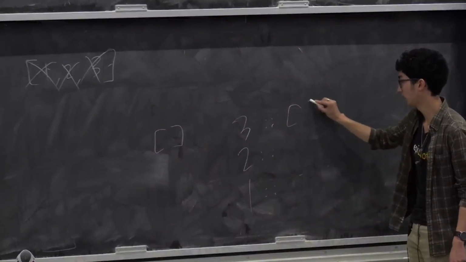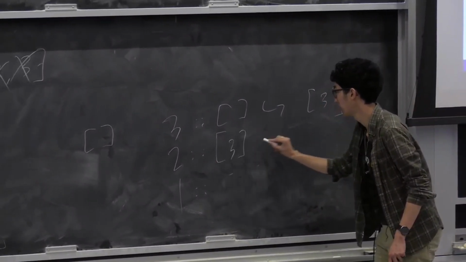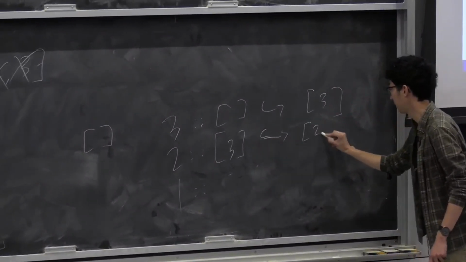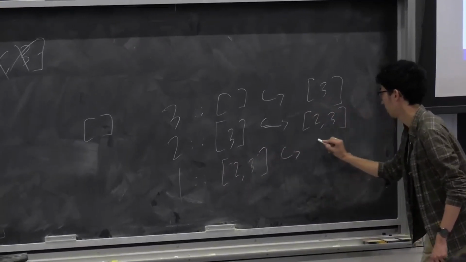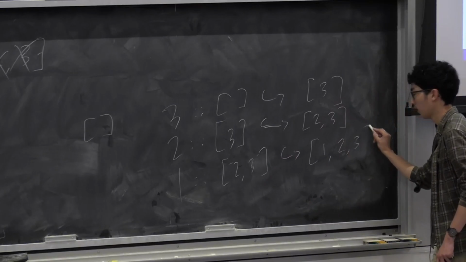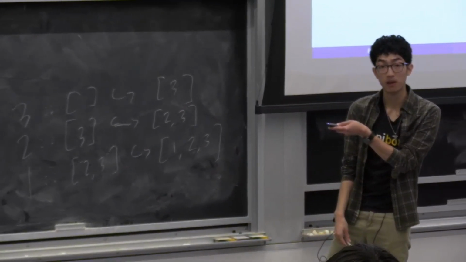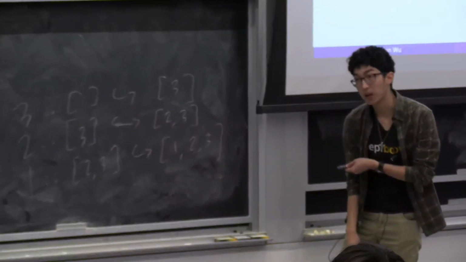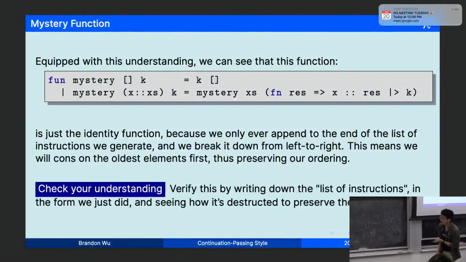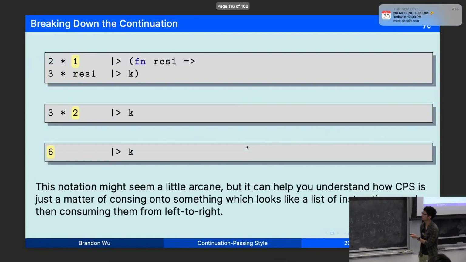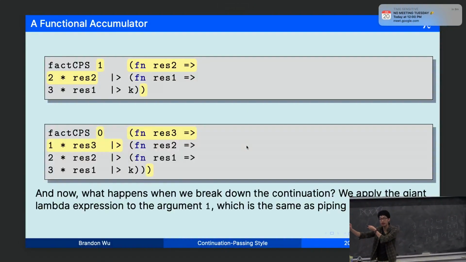And what is 3 cons nil? It's 3. And what is 2 cons 3? It's 2 comma 3. And what is 1 cons 2 comma 3? It's 1 comma 2 comma 3. If you got the intuition correctly, you should see why this will just be the identity function, okay? But this is what we're getting at, okay? All right. And I would like you to check your understanding and verify this. I think it really helps to write it in this way, okay? Like if you can see the list of instructions, we're just prepending instructions, okay?